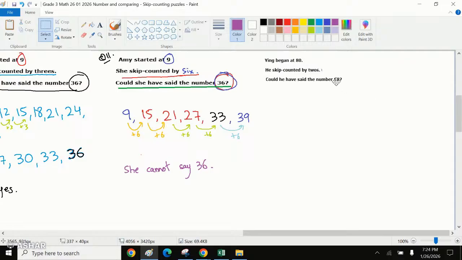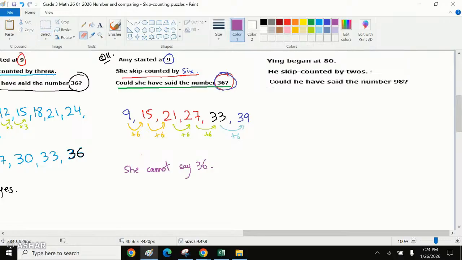Could he have said the number? They have given us an easy number, 98. Let's try to make this a difficult number, okay? I would say rather than 98, the number I have is 124. Okay, question number 12.